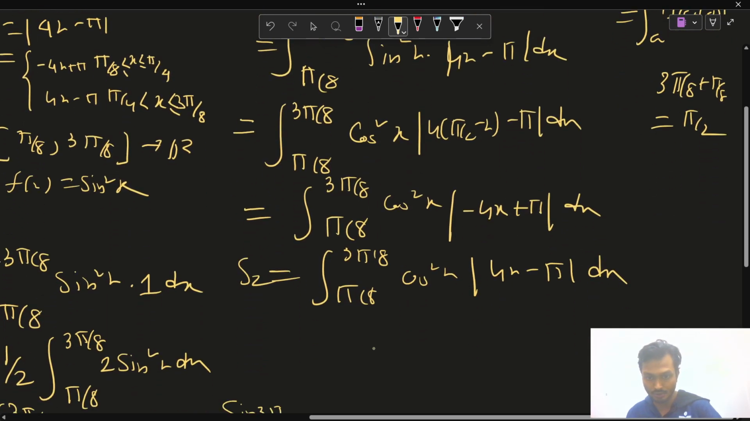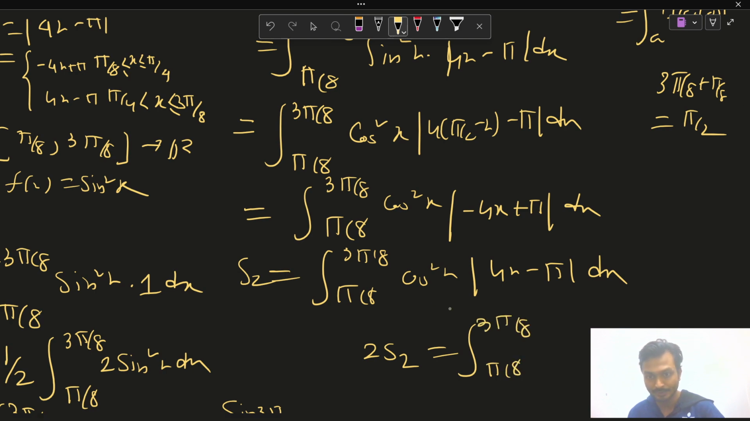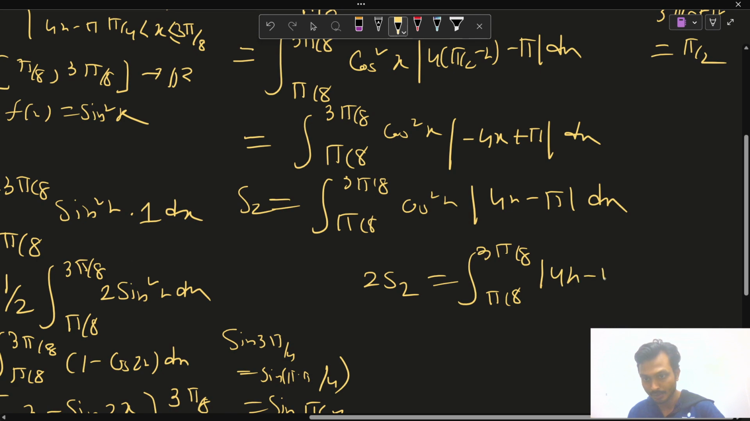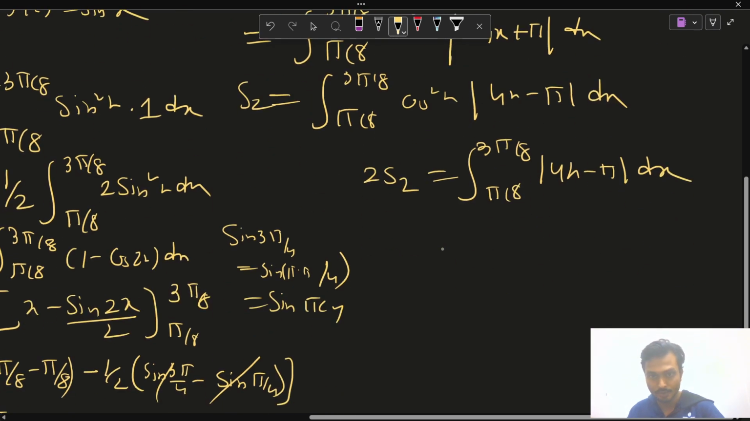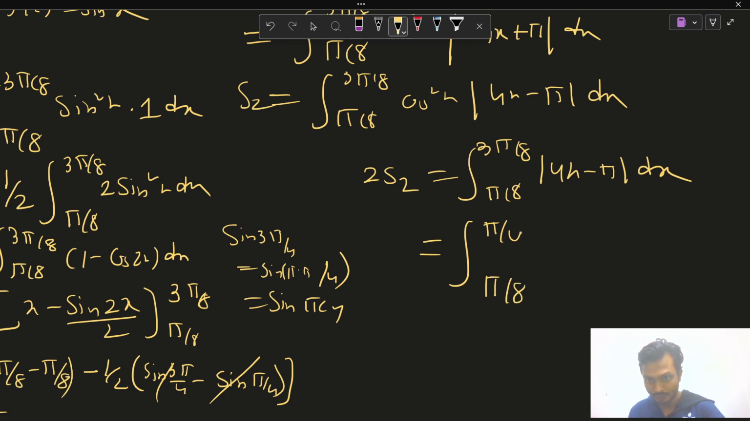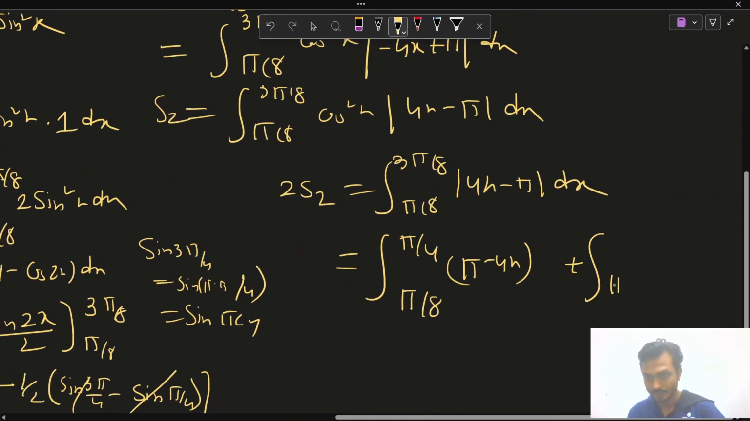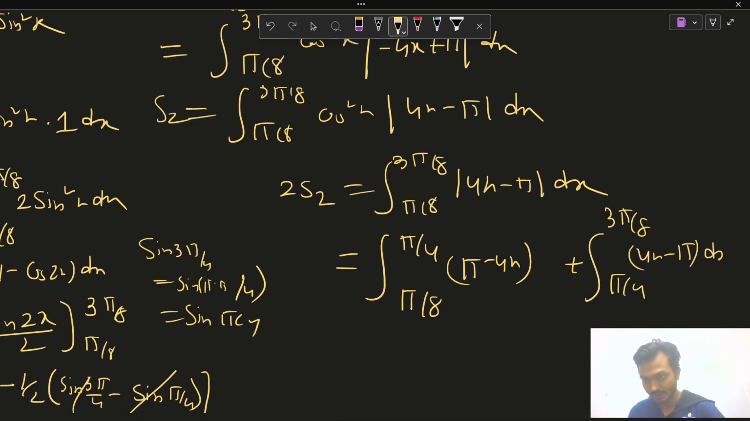So if we add these two, what we get is 2 S2 equals integration pi by 8 to 3 pi by 8. Now when we add, this is common, right? So if we take common sine square x plus cos square x, this will be 1. So what we get is (4x minus pi) dx. Now break the region at pi by 4, because this is pi by 8 to pi by 4. In this region, this will be pi minus 4x, right? From here we write pi minus 4x, and when it is pi by 4 to 3 pi by 8, this will be 4x minus pi dx.